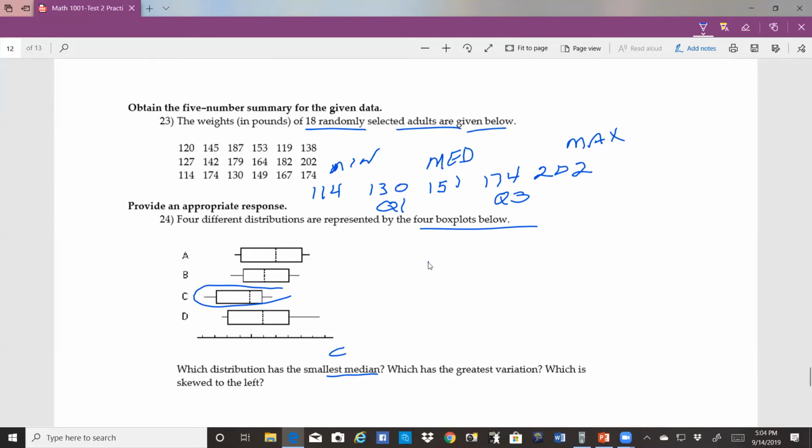Which has the greatest variation? The variation will be from min to max. And just looking at the lengths here, D would have the greatest variation. And which is skewed to the left? Well, that is C.